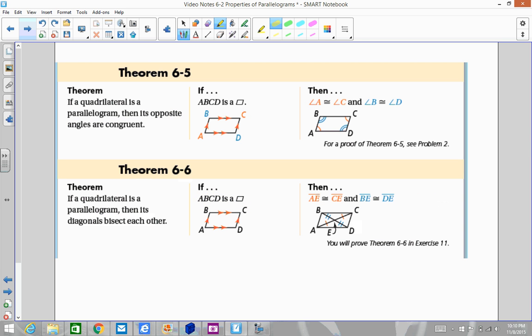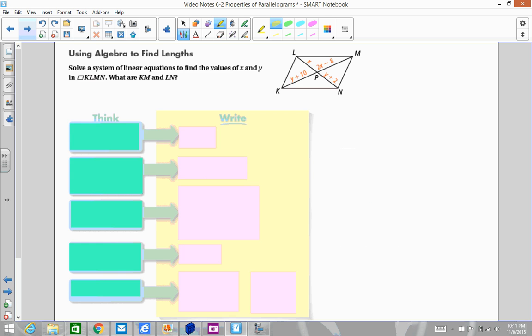Here's our third theorem, which says that if you have a quadrilateral that's a parallelogram, then the opposite angles are congruent. So that means if we have this parallelogram, then we have B and D congruent, or A and C are congruent. Opposite angles are congruent. And finally, our last theorem says that if you have a parallelogram, then the diagonals bisect each other. That means that if you have this parallelogram and you put diagonals in there, then these two parts are congruent and these two parts are congruent. All right, and so those are your properties of a parallelogram.